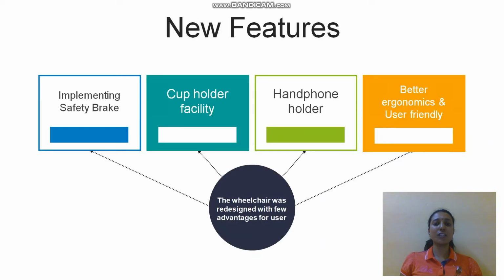These are the new features that we have implemented as a group into our wheelchair. First, we have implemented a safety brake. Next, there is a cup holder facility where it would be easier for people to keep their cup when they're having a good coffee or tea. Next is a handphone holder, which also will make things easier for the user of the wheelchair. Our newly redesigned wheelchair has better ergonomics and is user-friendly.